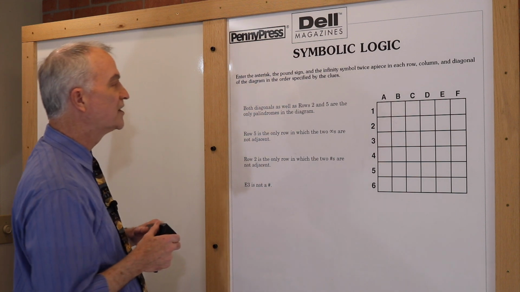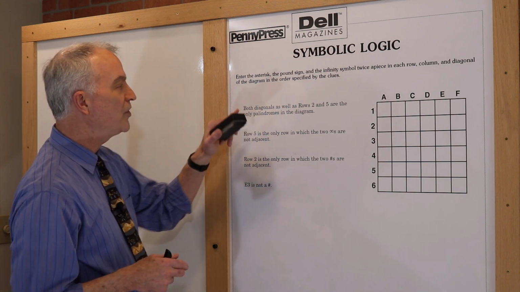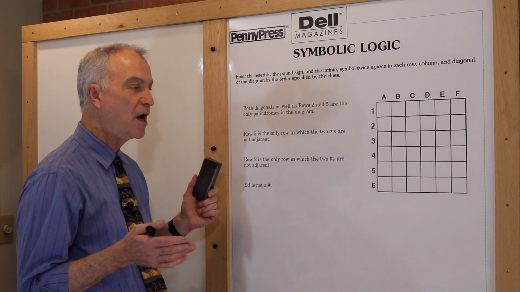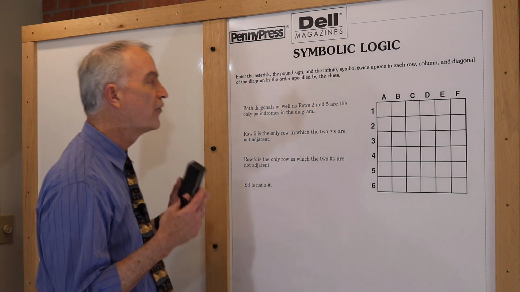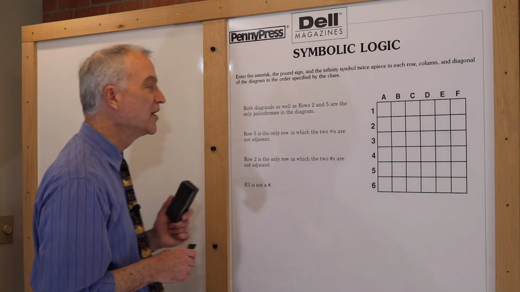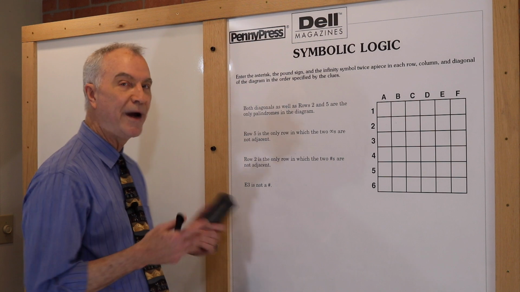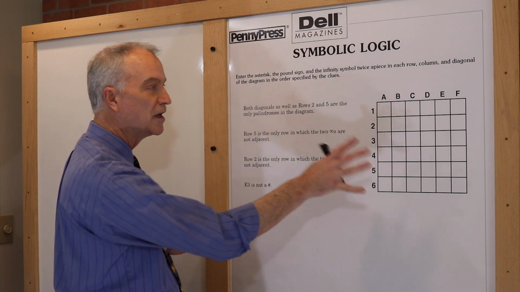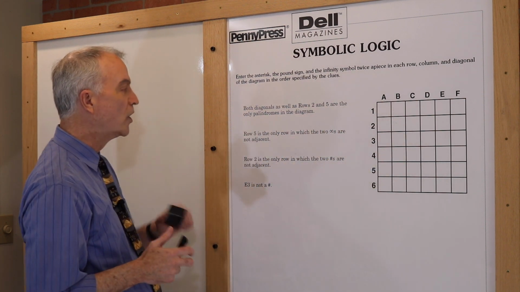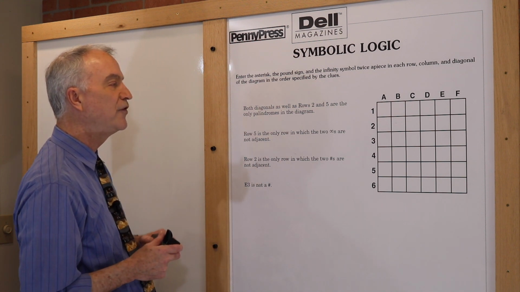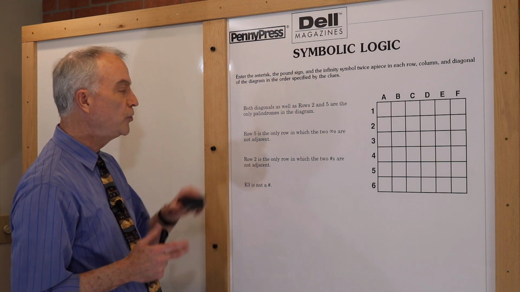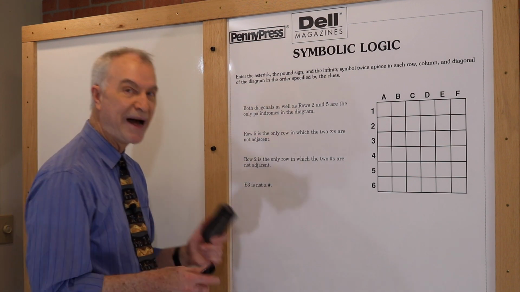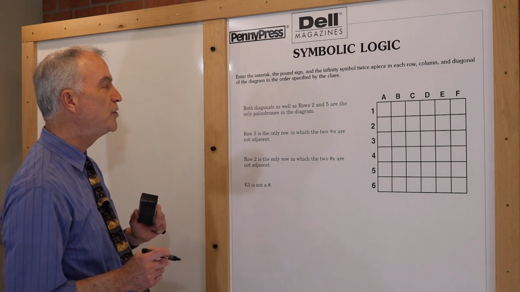All right, let's get to the secondary clues here. Both diagonals, as well as rows 2 and 5, are the only palindromes in the diagram. And of course, palindromes are things that read the same both frontwards and backwards. If we're talking about words that are palindromes, mom, M-O-M, or radar, R-A-D-A-R, it reads the same both frontwards and backwards. That's going to be a major clue, and palindromes are going to play a major part in solving our puzzle. Next clue, row 5 is the only row in which the two infinities are not adjacent. Row 2 is the only row in which the two pound signs are not adjacent, and E3 is not a pound sign.